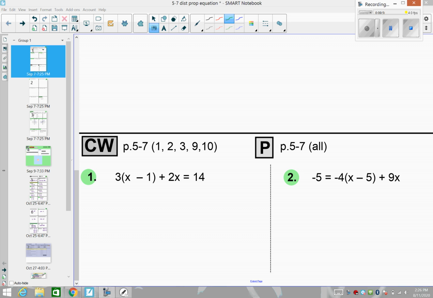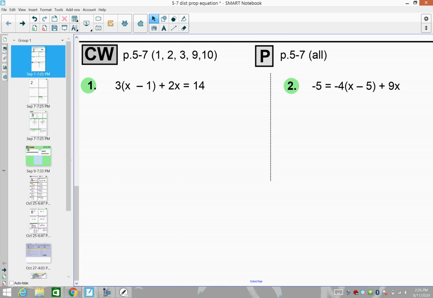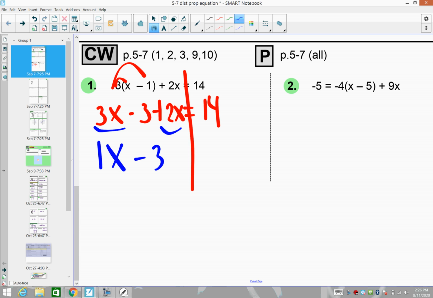Actually, I'm going to do these 2 more problems with you, the 2 on the bottom, just to give you some additional help. All right, so 2 more. Build house, build fence, clean yard, clean yard. Here we go, or hand method. So we distribute, we get 3x minus 3 plus 2x equals 14. So I killed the parenthesis there. If I combine like terms, I get 1x minus 3 equals 14.